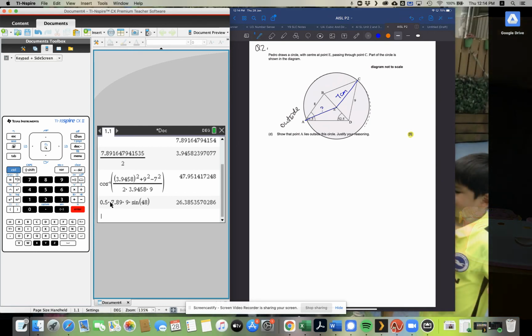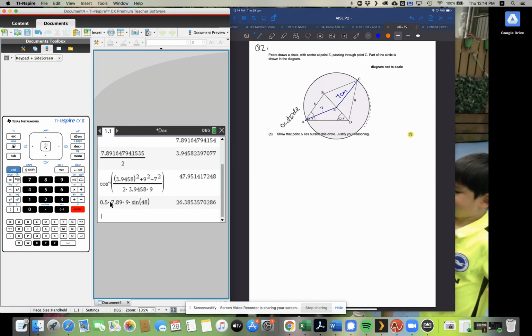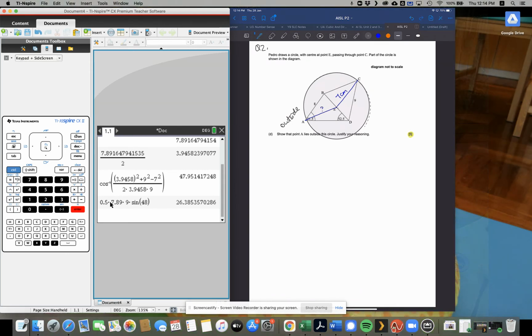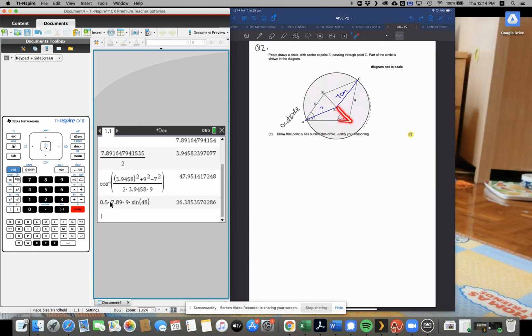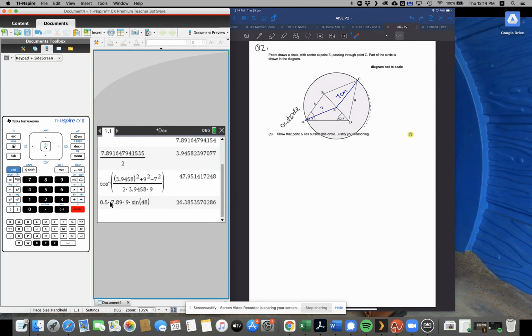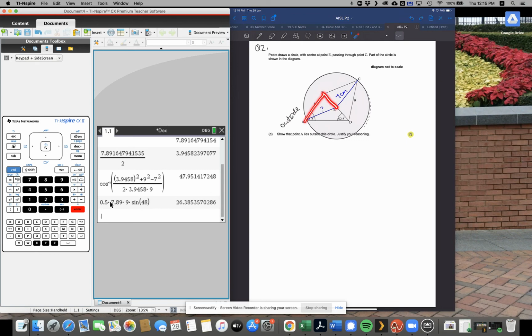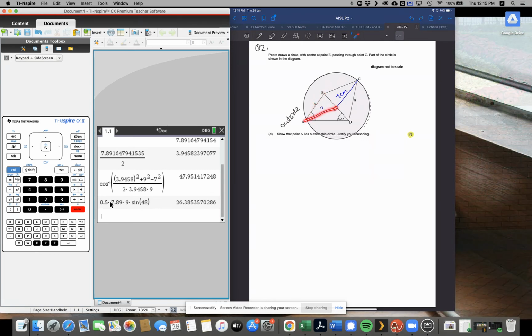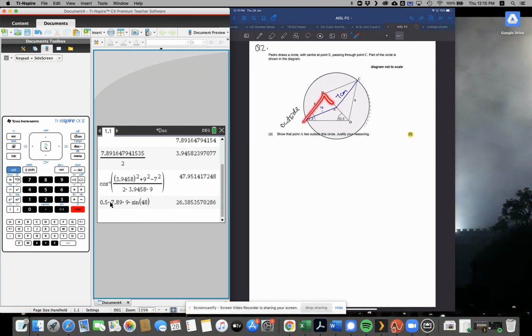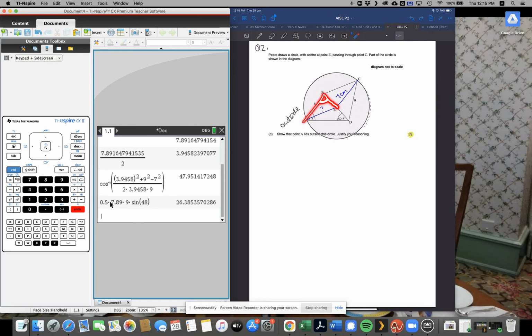Now what do we have? How do we work it out? We have the length of ED. Do we have this length? No. We have this length. We have this length. Is it possible to work out this one? Actually, yes, we can. Because we have these two. We do also know the size of this angle, which is 180 take away the other two. So let me draw that.